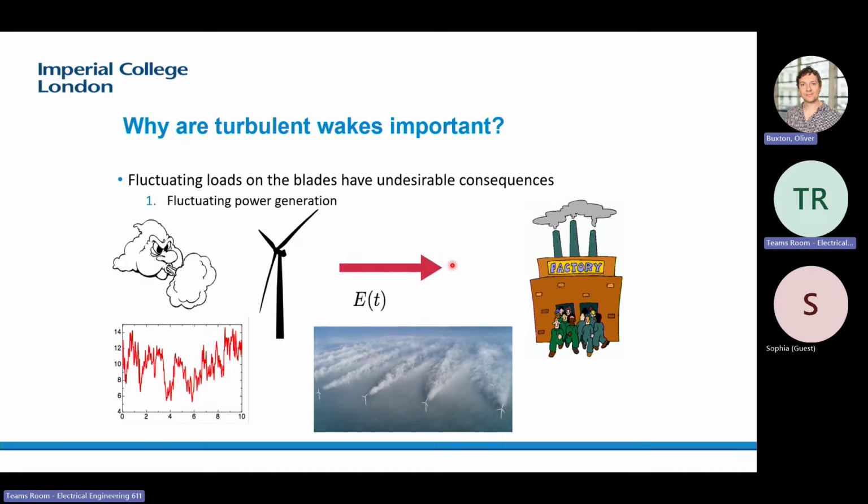And so fluctuating loads on the blades themselves has consequences when it comes to extracting useful power from a wind farm. Because, of course, if I have fluctuating loads on the blades, that means I'm going to be producing a fluctuating amount of power. And this is, of course, relatively useless if I need a consistent amount of power in my factory to build more wind turbines, whatever it might be.